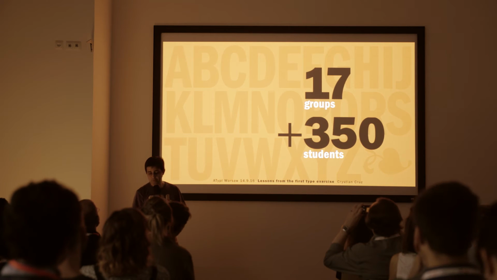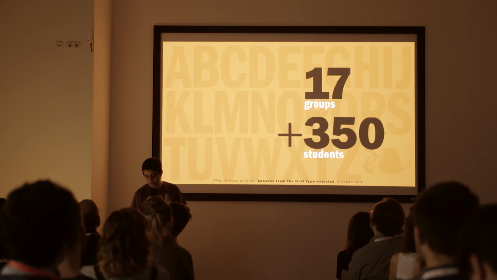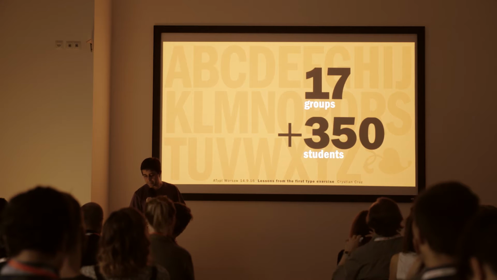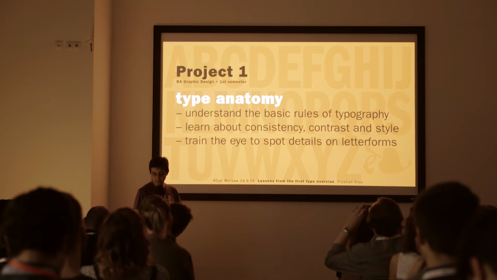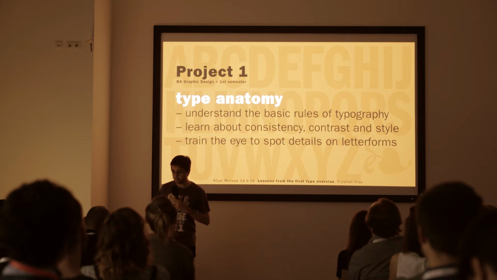I've been doing that with 17 groups so far, with more than 350 students. But in this analysis, I'm going to talk about 12 groups and 134 students. I'm not going to talk about all of them, because the process changed a little bit since I started. Basically, it's a type anatomy activity.